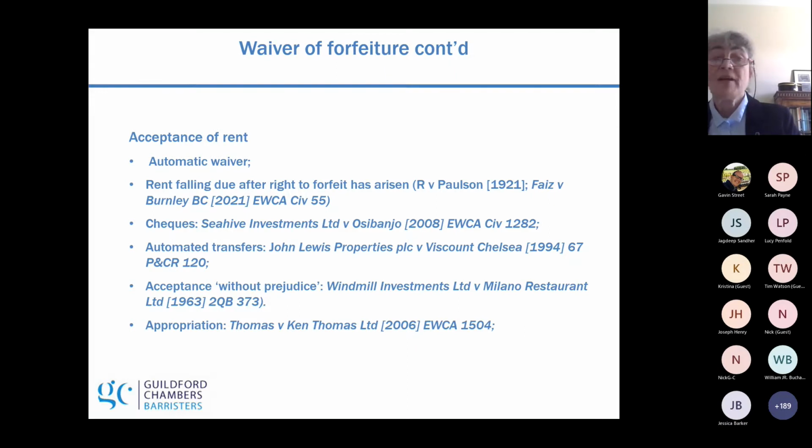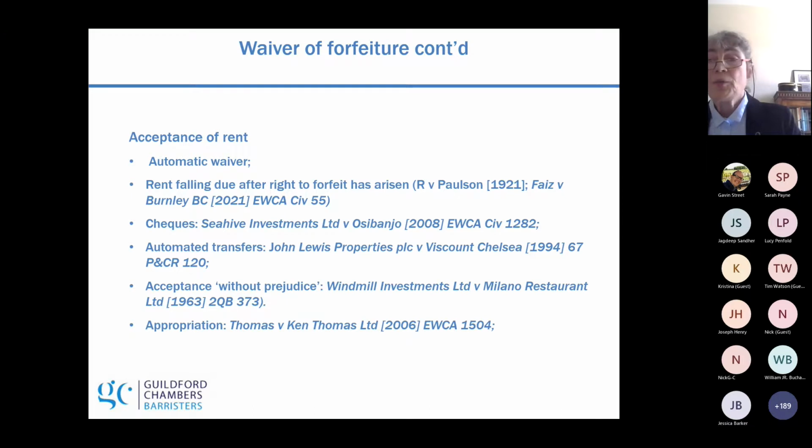Automated payments, of course, are very common today, but it has been held that there is no waiver where rent has been received electronically but repaid as quickly as the circumstances permit, and that is what happened in the case of John Lewis Properties plc and Viscount Chelsea.